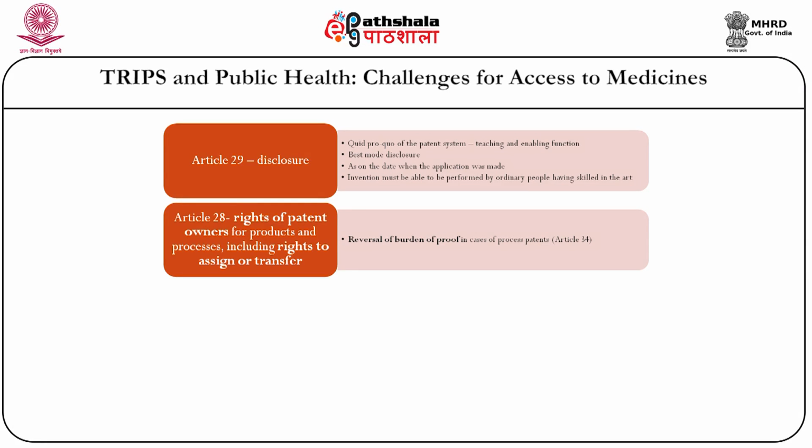As mentioned earlier, the TRIPS agreement went ahead in defining the rights of the patent holders in terms of patent rights like making, using, selling, importation, offering for sale. However, in case of process patents, there is a reversal of burden of proof that is required by the TRIPS agreement.